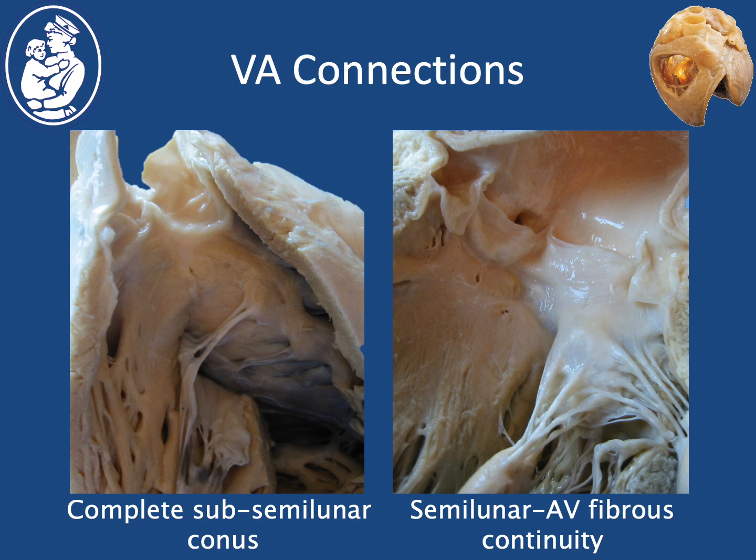This is the muscular outlet septum or infundibular septum, and this is what is missing in, for example, doubly committed subarterial defects. So these are the two ways in which the ventricles can be connected to the great arteries, either with a complete subsemilunar conus or with semilunar to AV valve fibrous continuity, indicating absence of a complete ring of conal muscle.